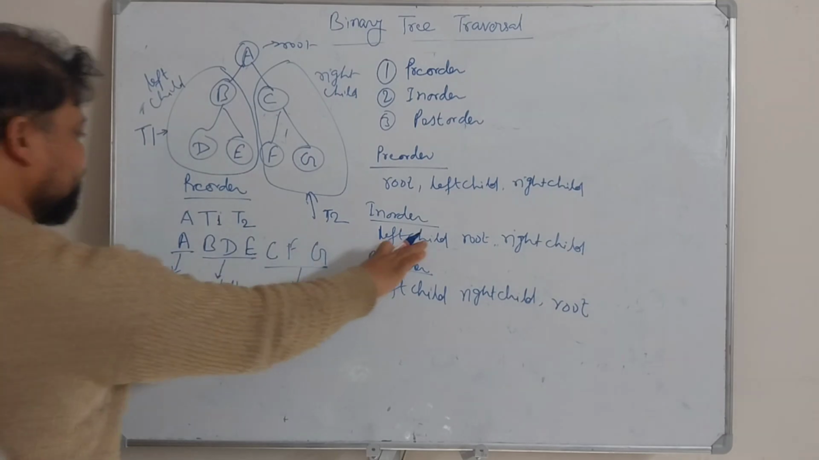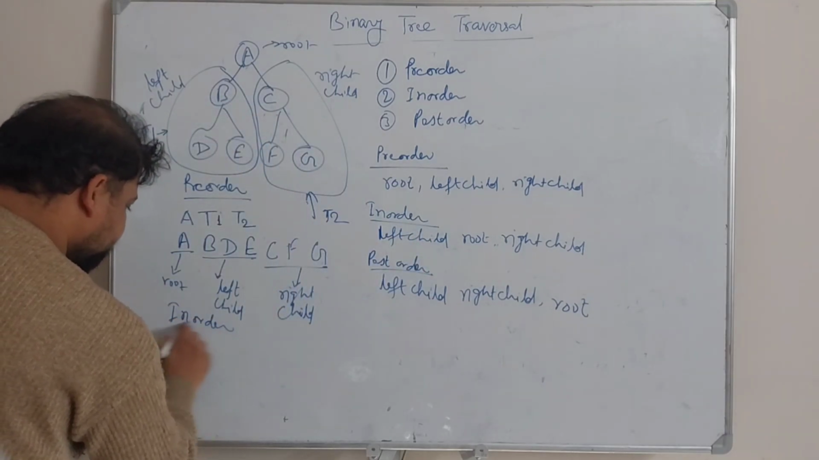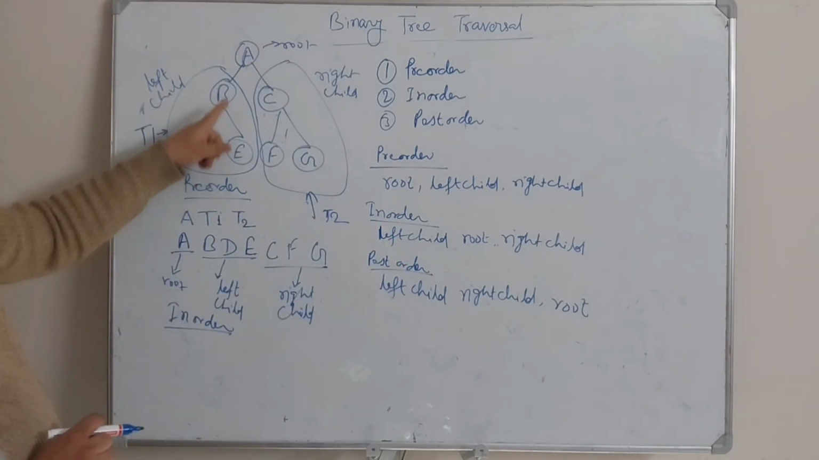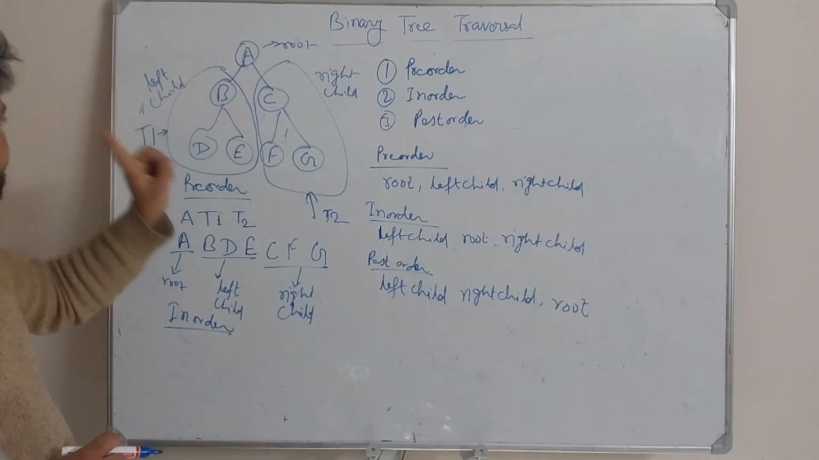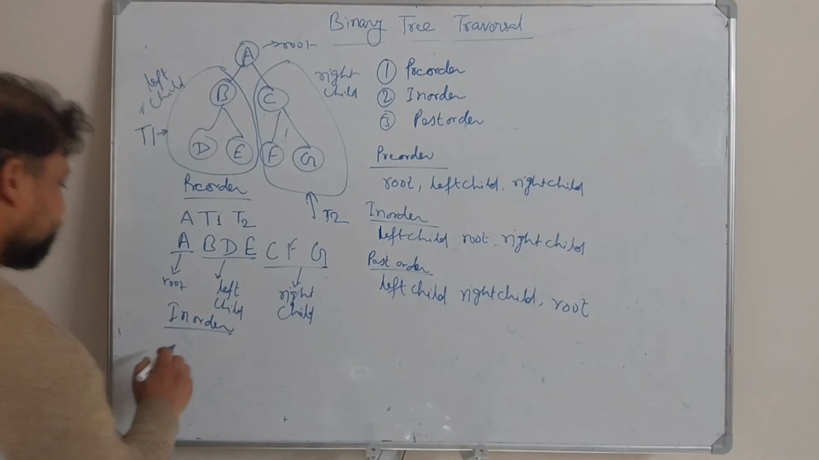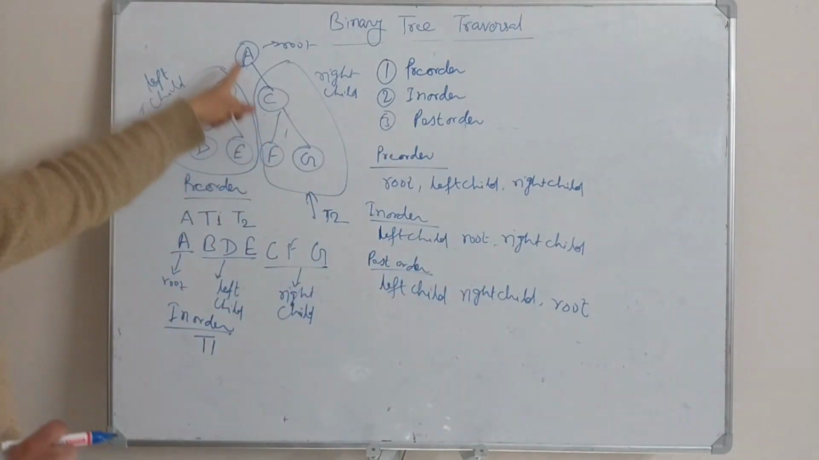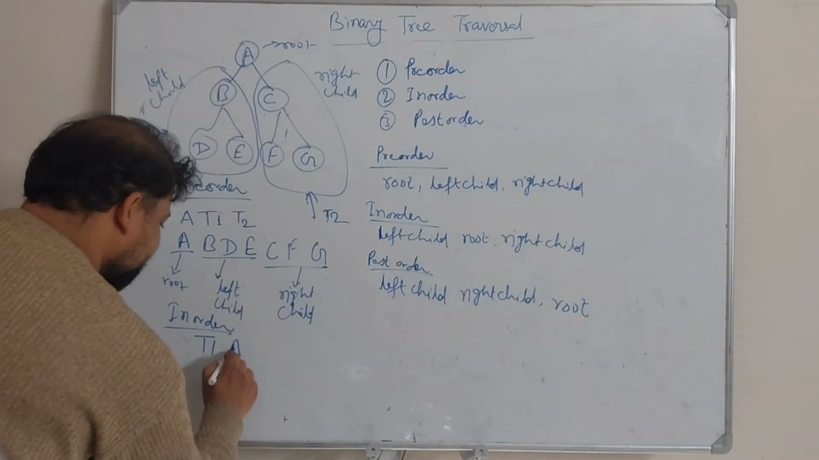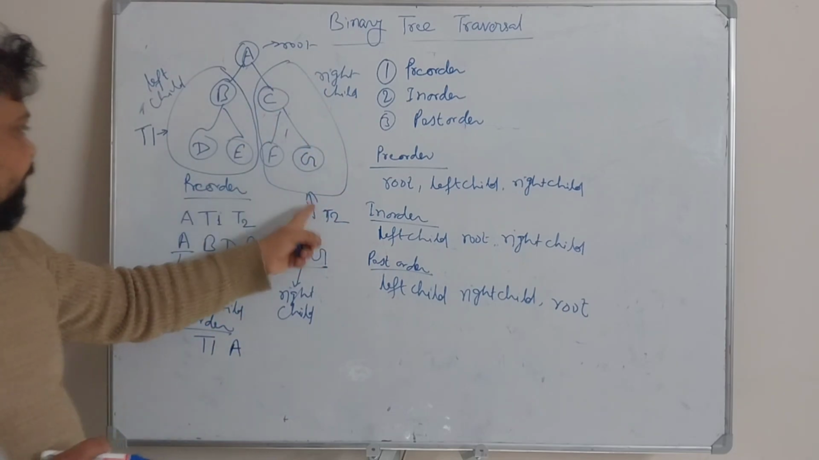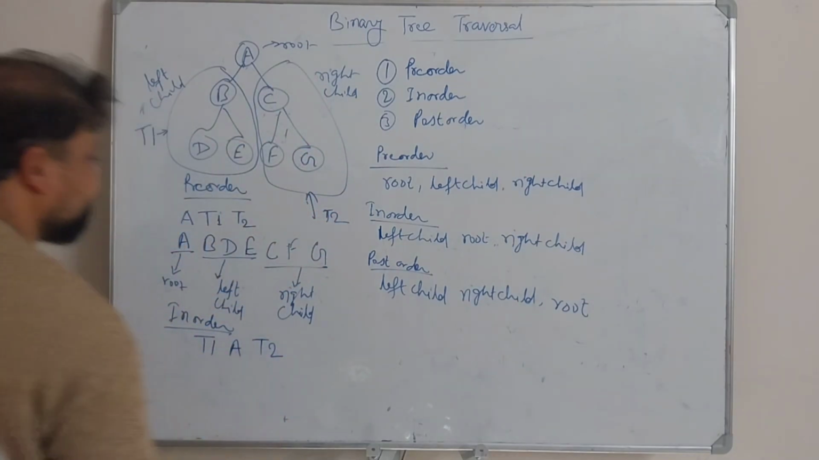Now if I do it in order, what will happen? Once again, left child. Here the left child is not a single node. It is a tree, and I have already given it the name T1, so I'm writing T1 here. Then root. Root is A. And the right child is the subtree whose name I have given as T2, so I'm writing T2.